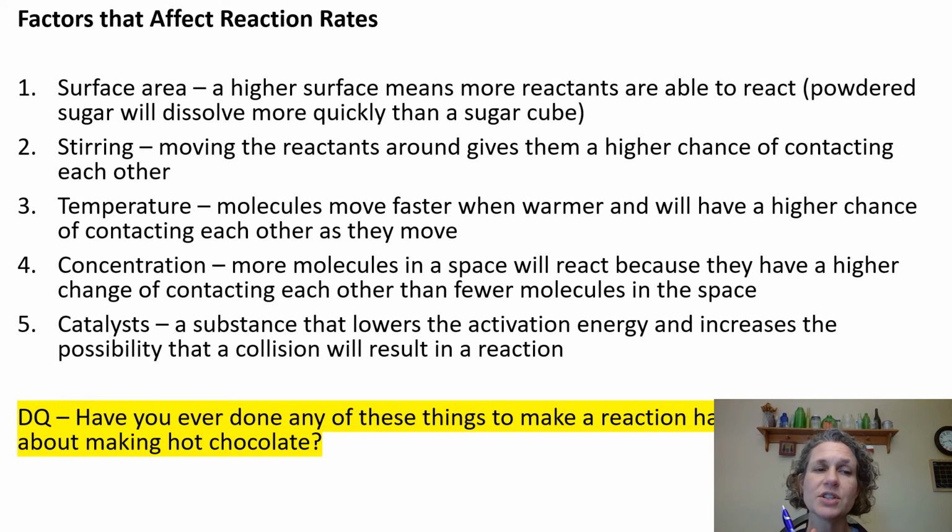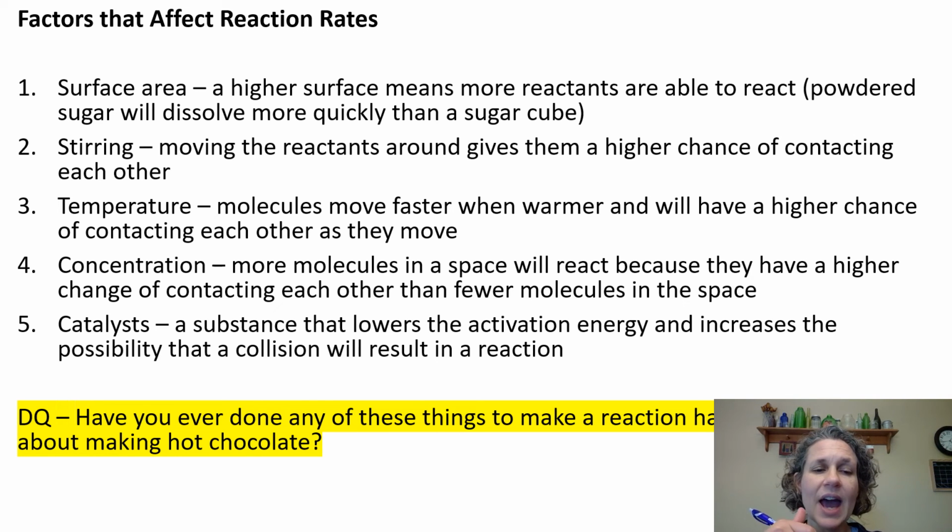Concentration is real similar to surface area. So if I have more molecules in the space, more chances for them to collide, to contact, then it's going to react faster. And so, we'll talk about some different examples.